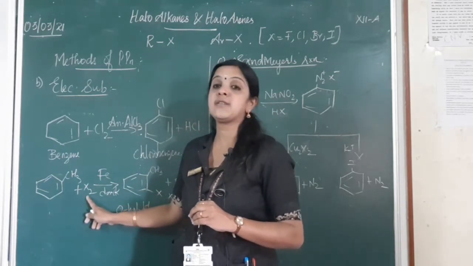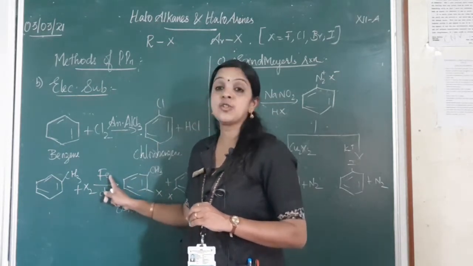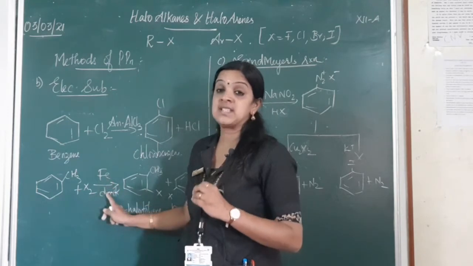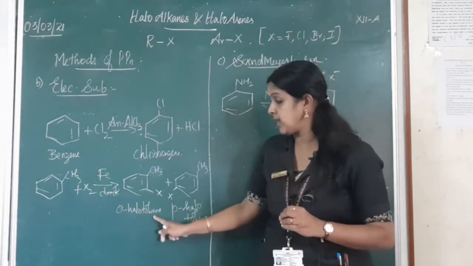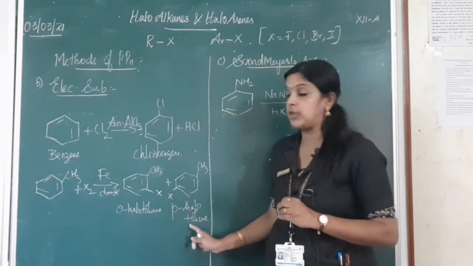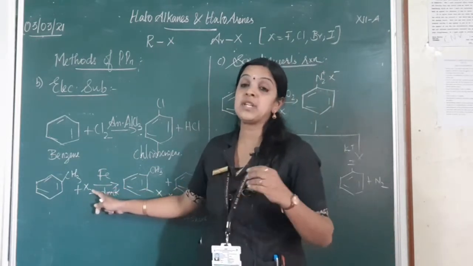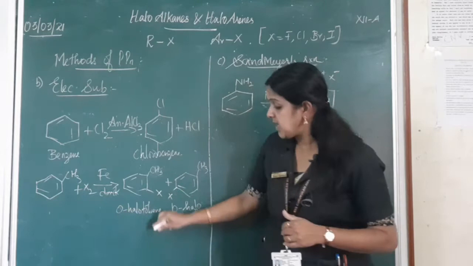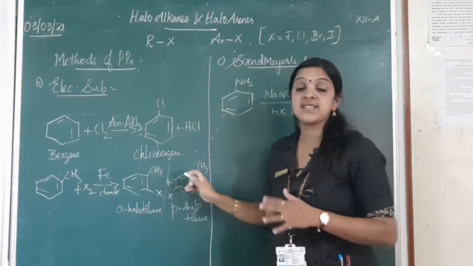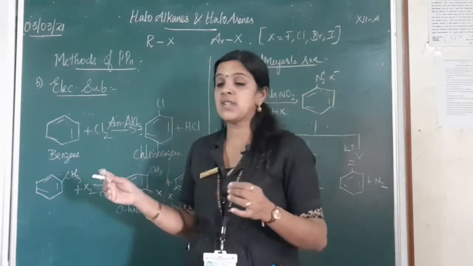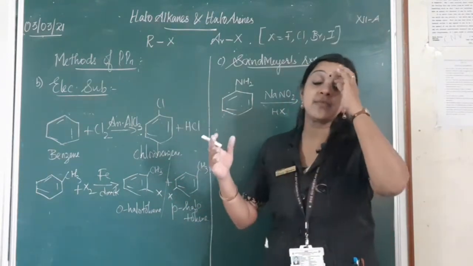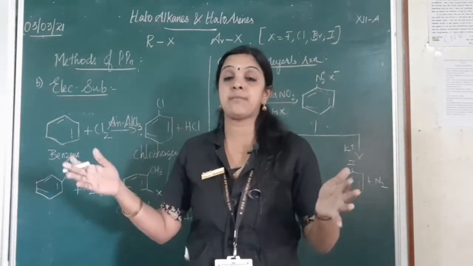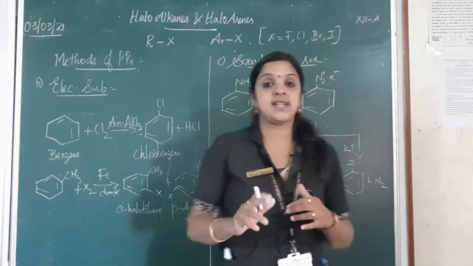Another example I've given here, methyl benzene, which is toluene. Toluene, when it is treated with halogen, in the presence of iron as catalyst in dark condition, you get ortho halotoluene and para halotoluene, where my X can be chlorine or bromine. Now these ortho and para products can be separated because there is a large difference in their melting point, so they can easily be separated once the products are formed.